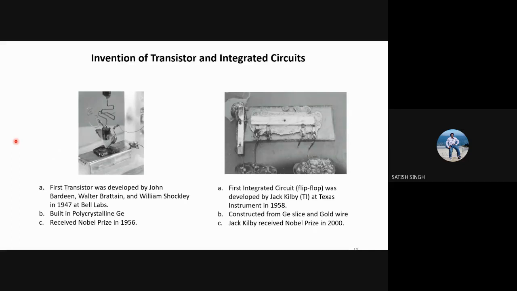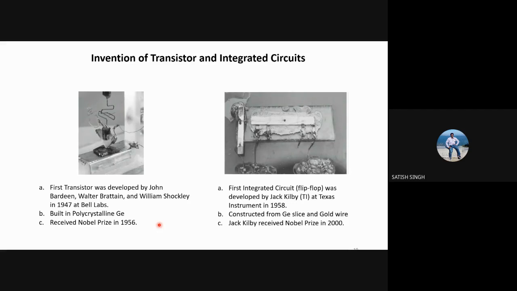This is one of the pictures that you can see. This is our first transistor, built by Walter Brattain, Bardeen, and William Shockley. This is the first picture of that particular device. It was built in 1947 at Bell Labs. Bell Laboratory में इसका first manufacturing हुआ था, इसका invention हुआ था. They built it on polycrystalline germanium. This is important information that you have to note down: this transistor was built in 1947 at Bell Labs by these three scientists, on polycrystalline germanium.